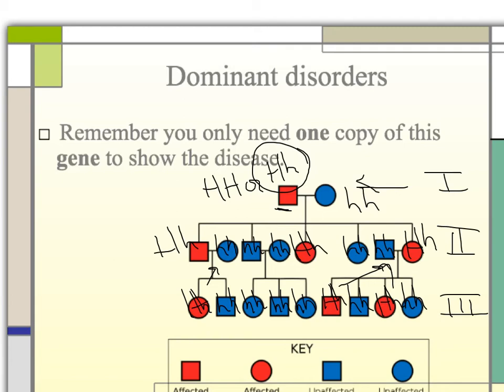You just need to remember that with dominant disorders, you could have one bad copy or two bad copies. It doesn't matter because it's dominant. You're going to see it. Now, the one thing that is different between these two individuals is that this one, all his offspring will have the disorder. This individual, only half will have it. So that is the difference between the homozygous dominant and heterozygous.